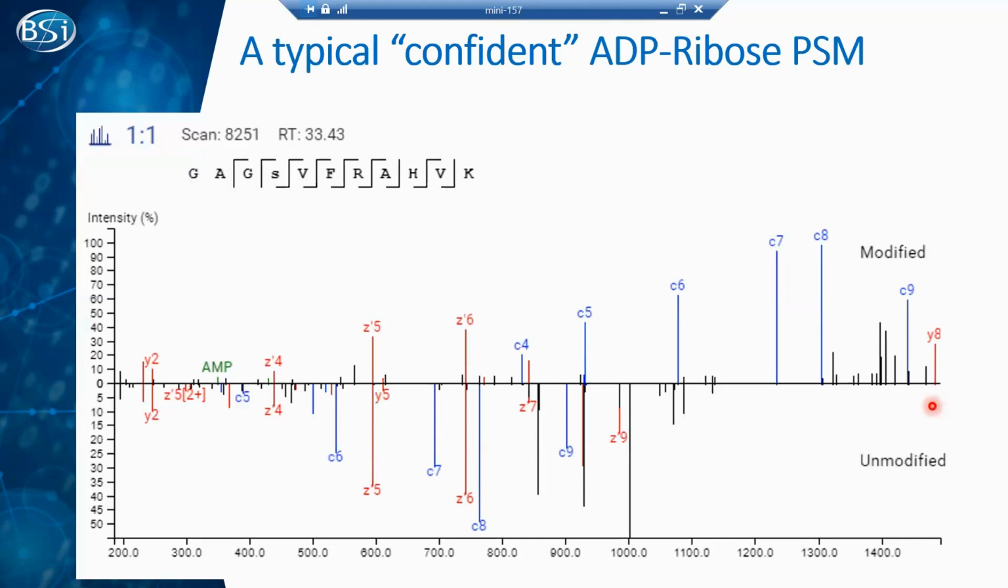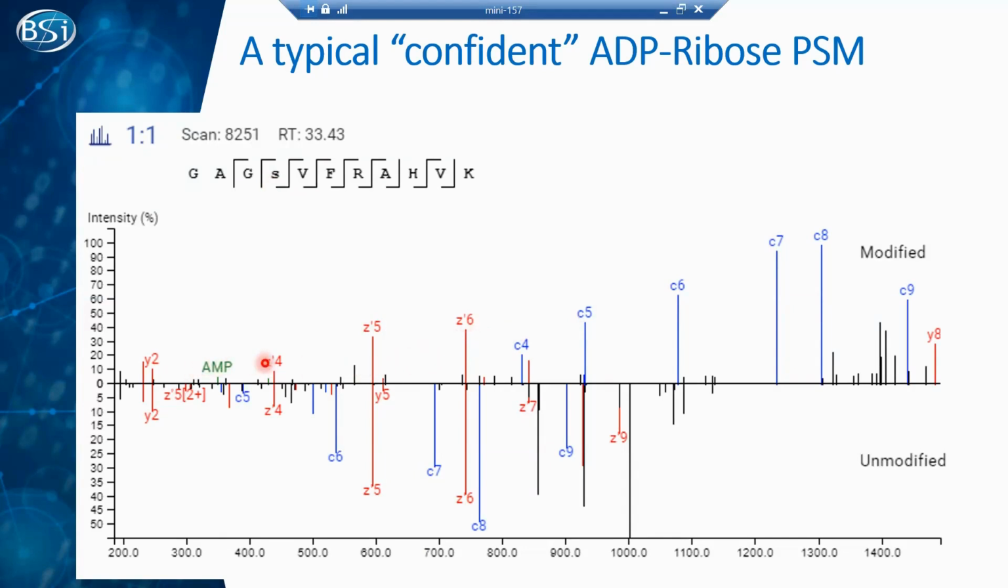And in the result, we can show some examples of why we say these are confident ones. And the same, you can see it's 1, 2, 3, 4 here. Since this data is from AR-ETD, we treat it as EThcD. So we can find both the C ion and the Z ion here, and also the Y ion here.